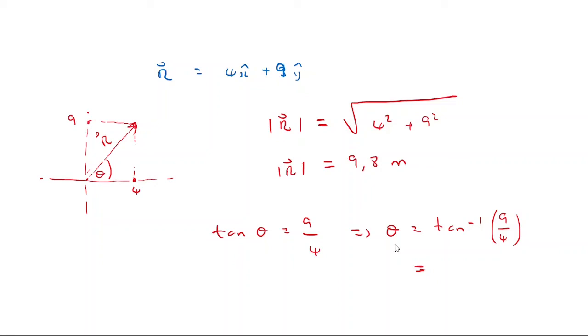Okay, and then this is about 66 degrees. 66 exactly. Alright, can round it off to 66 degrees. Now, where is it? It's going towards the east, then north, so it's north of east. So you could say that r is 9.8 meters, 66 degrees north of east. So it's the same thing.